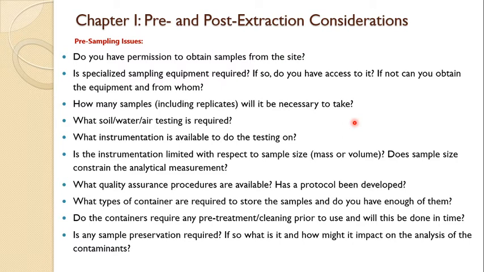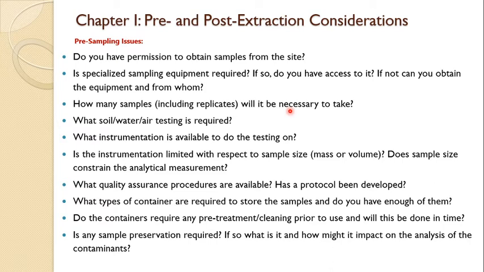Then, how many samples will it be necessary to take? If you have to take a soil sample, it may be 10 gram, 20 gram, 100 gram, 1 kg or 200 kg. First we have to decide that and then go for the sampling strategy. What soil, water or air testing is required? If you have to analyze any organic compound, which type of sampling is needed? If it is a soil sample, then you select the soil. If it is water, then you select the water. If it is from the air, then you select the air. First we have to decide that.